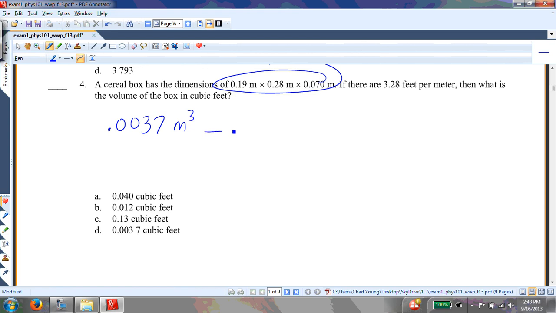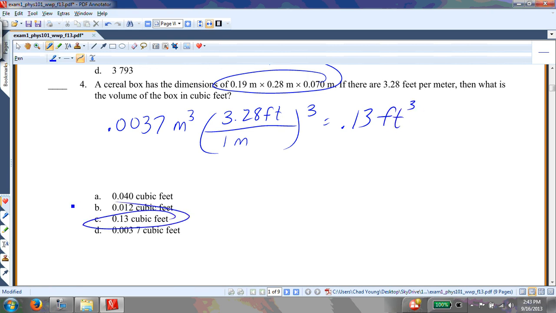And then I want to convert that into cubic feet. I know that in 1 meter, there are 3.28 feet. However, I have to cube this term, and so that's 0.0037 times 3.28 cubed. That's 0.13 cubic feet. That is C for number 4.